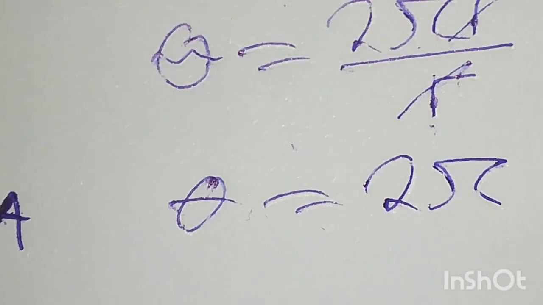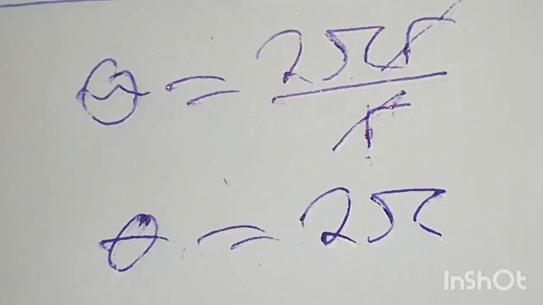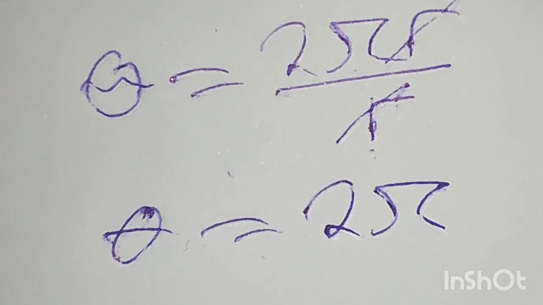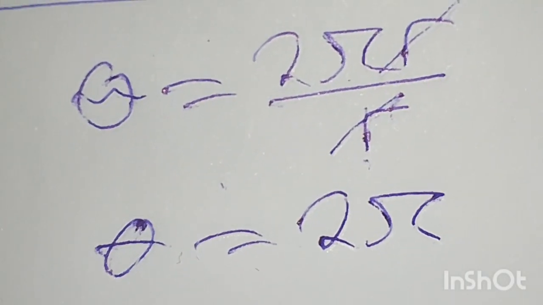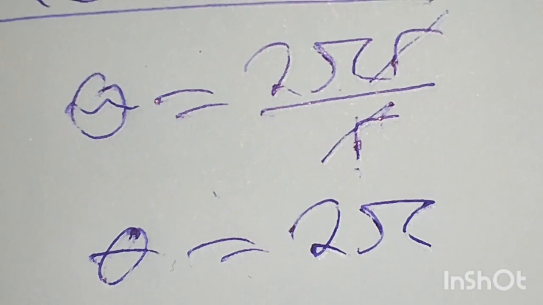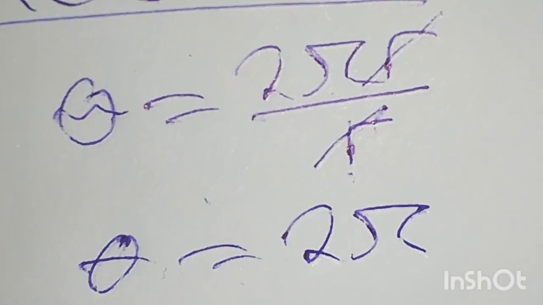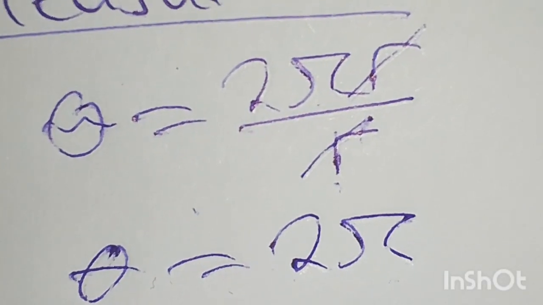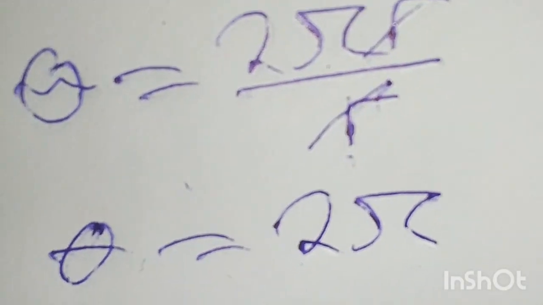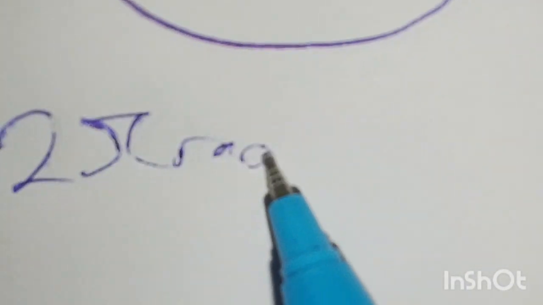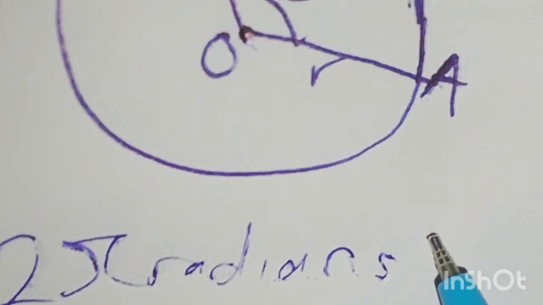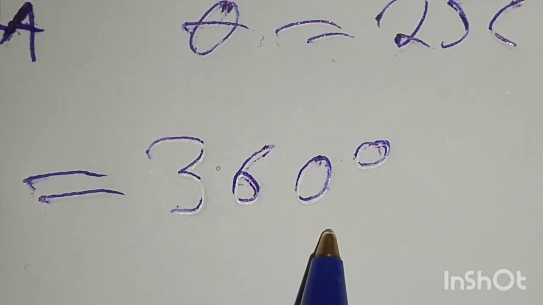Now when you go back to circular measure under degrees, we said a complete circle, one complete revolution, has how many degrees? 360 degrees. Then this complete circle in radians is given by 2 pi radians. So 2 pi radians is equal to 360 degrees.